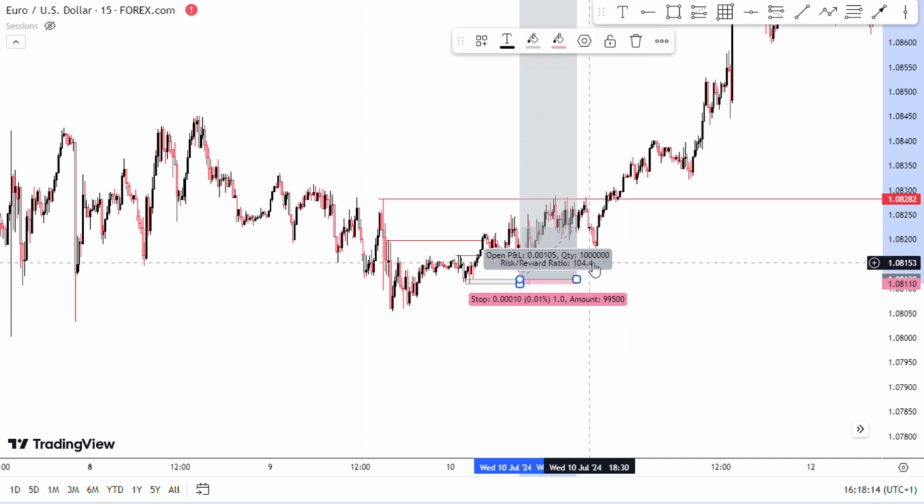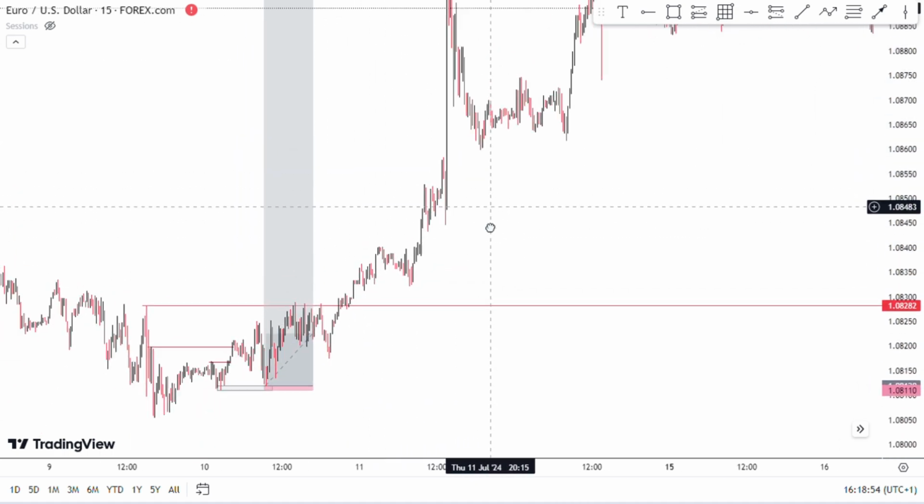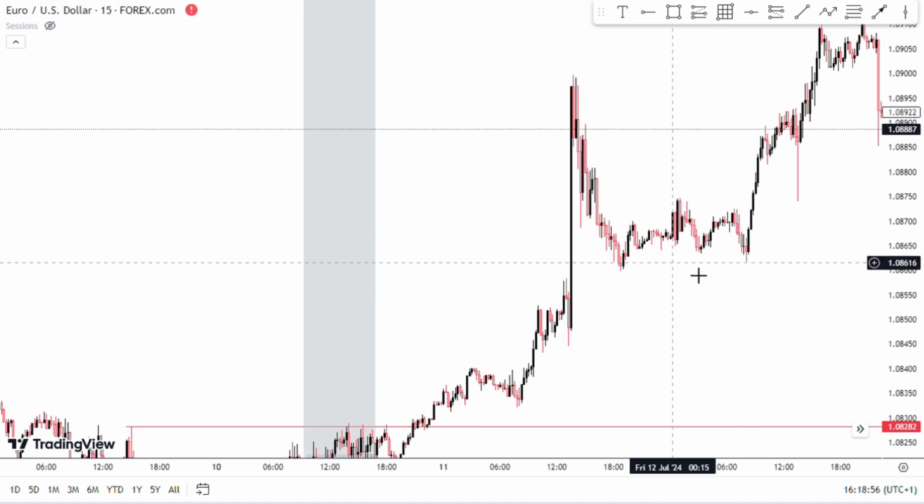This one ratio is 104. Just imagine you risk 1% of your account on this particular trade, and then you end up making 104% of your account in this single move. So that's just for that. This one ratio was 104. So let's just move to the next analysis that I did.